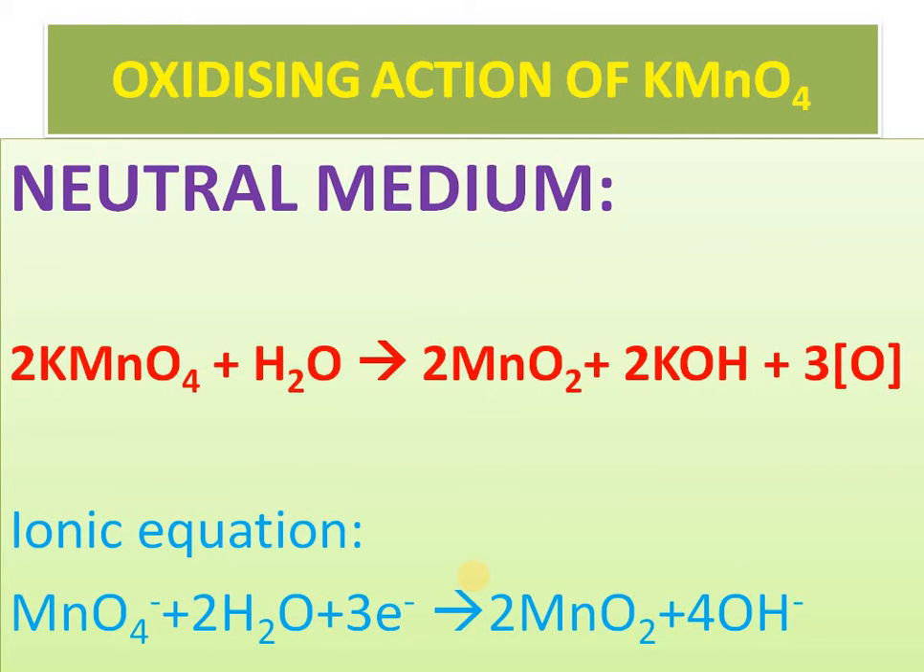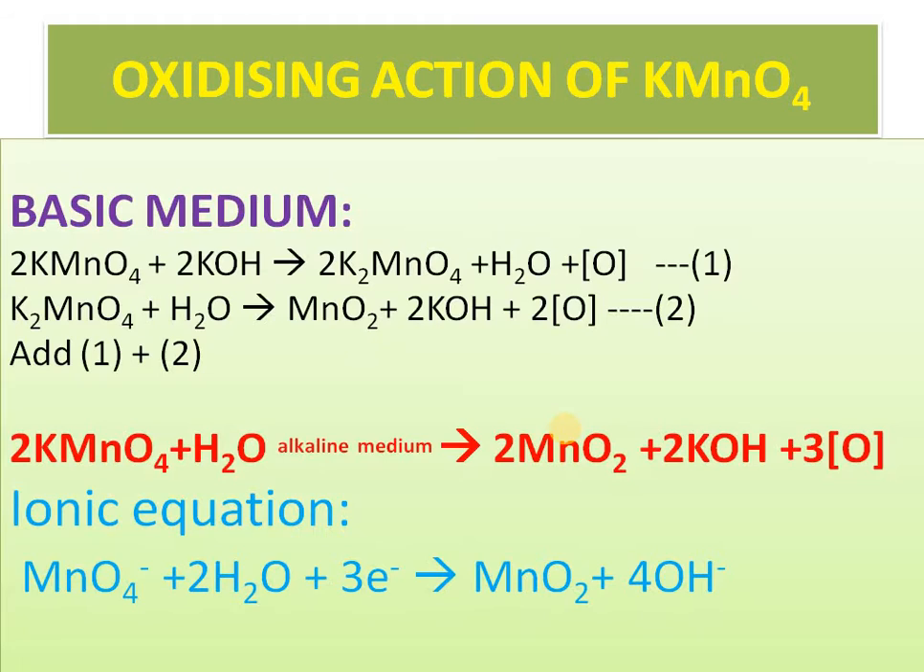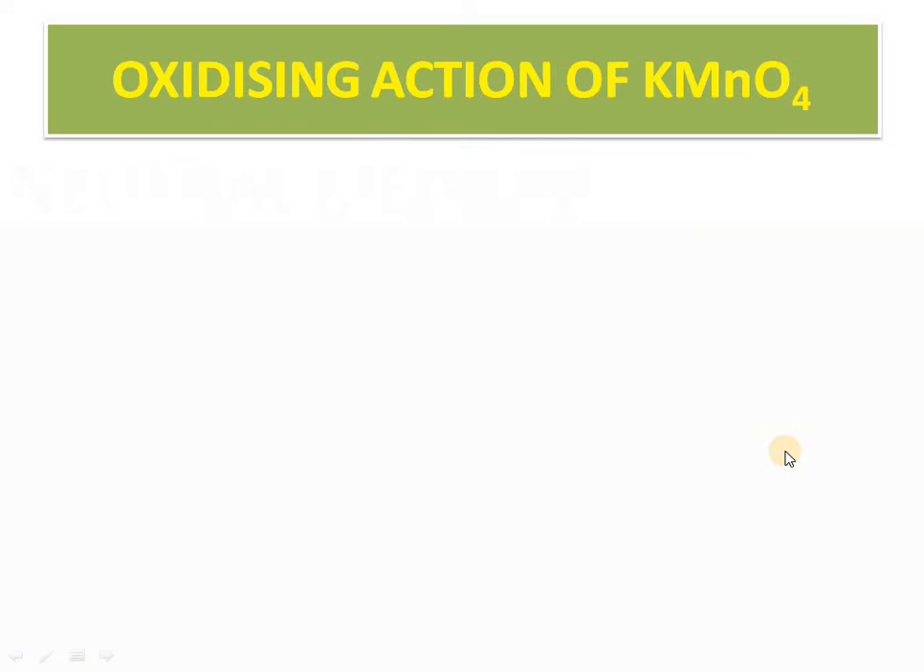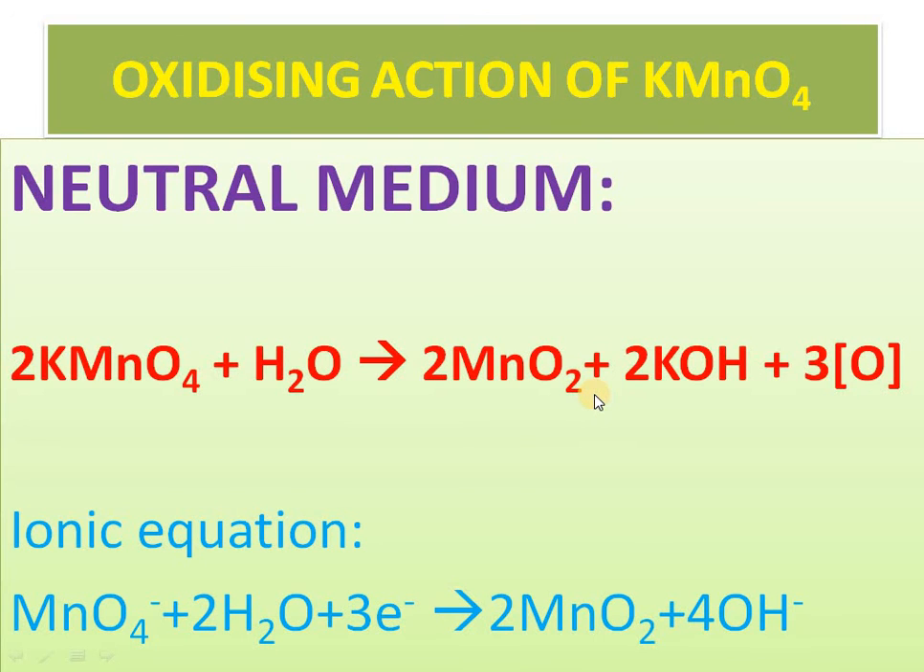Next is neutral medium. In this case, 2 KMnO4 plus water gives rise to 2 MnO2 plus 2 KOH plus 3 oxygen. This equation is exactly the same as what we did previously. Previously we have done this reaction. If you see, 2 KMnO4 plus water gives rise to 2 MnO2 plus 2 KOH plus 3 oxygen. So you can see from here that the equation is exactly the same. There is no change at all.